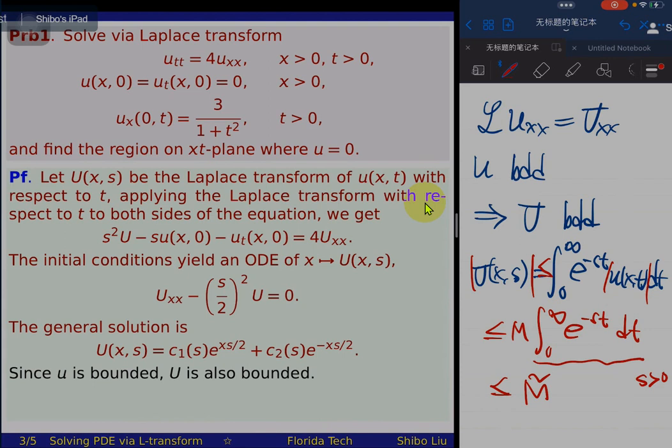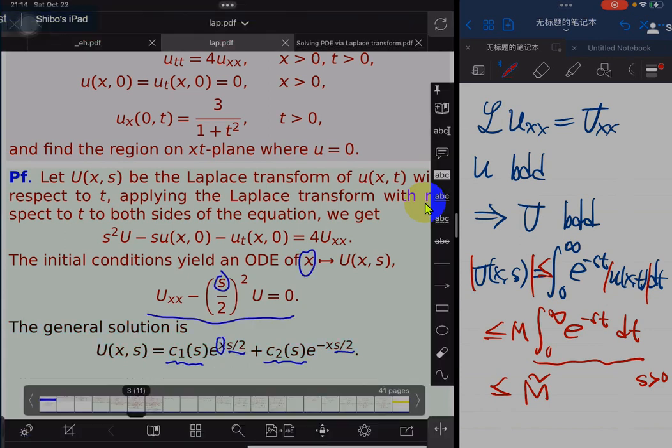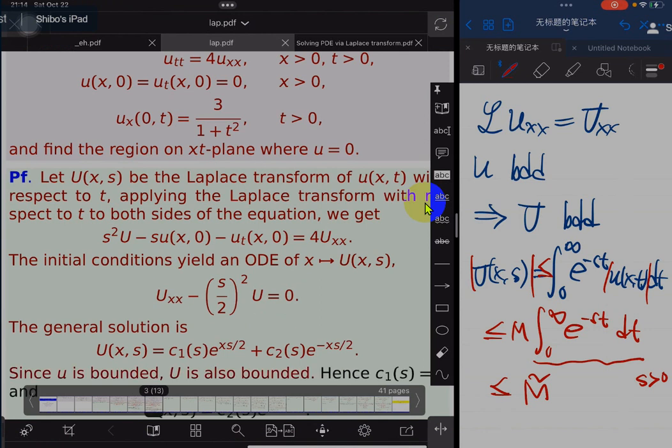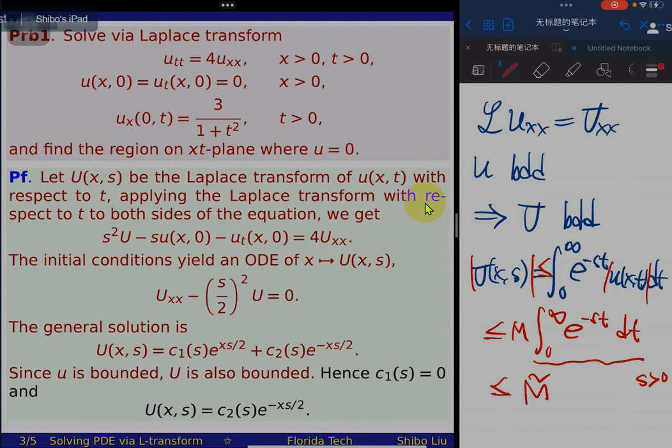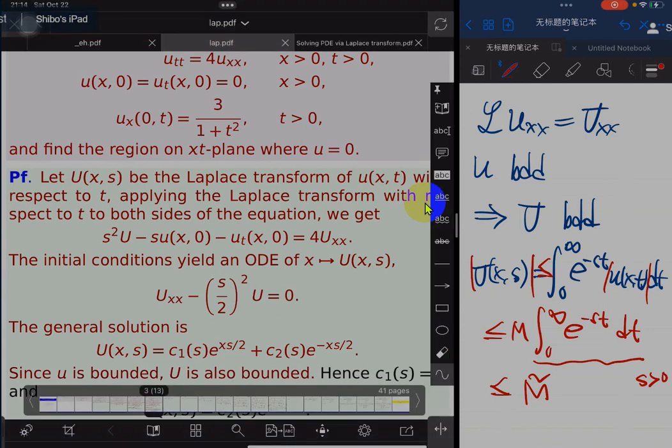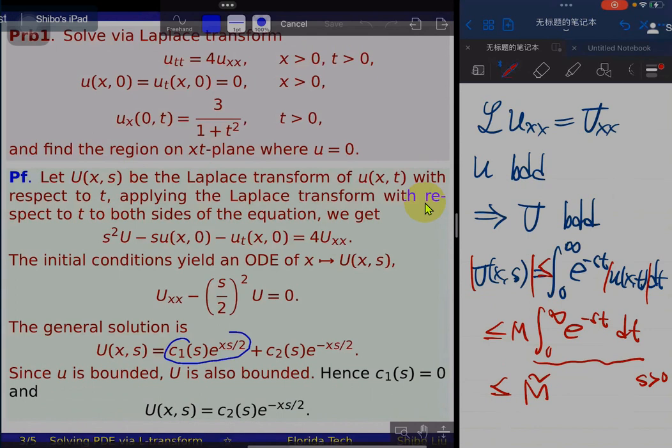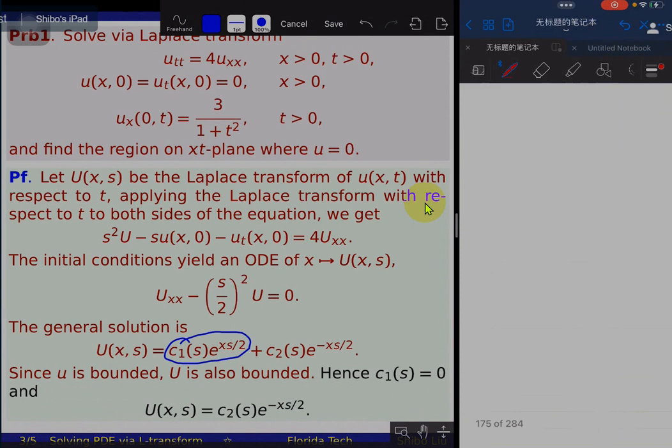So this forces C1 to be 0. C1 must be 0. Otherwise, if C1 is not 0, then this term is unbounded, contradicting our argument on the board. So C1 is 0. Therefore, the general solution capital U becomes, we only have C2. The capital U(x,s) is C2(s) times exponential minus sx.